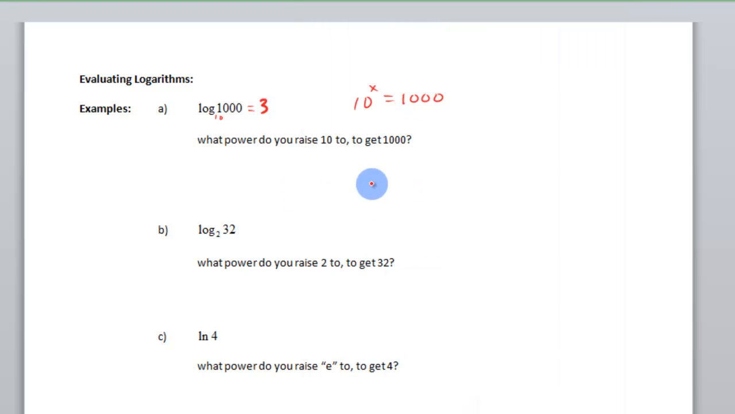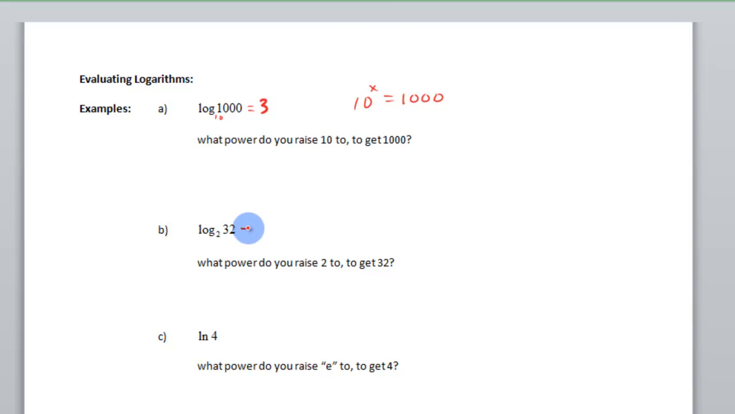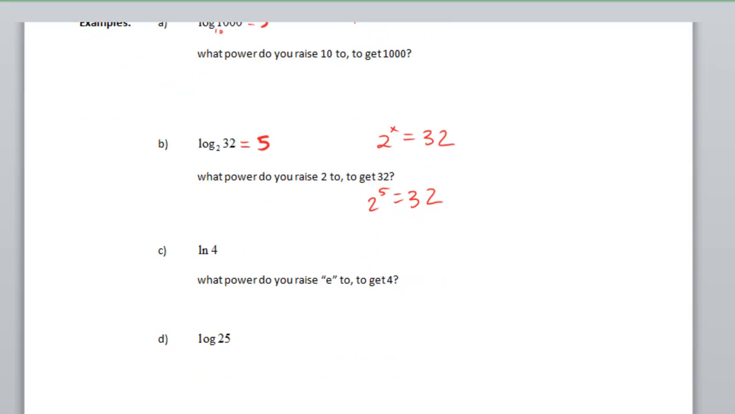Let's look at our next example. Log base 2 of 32. So remember here, it's asking a question again. 2 raised to what power, this unknown, is equal to 32? Well, 2 cubed is 8, 2 to the 4th is 16, 2 to the 5th, right, is 32. So log base 2 of 32 is actually equal to 5. 2 to the 5th is 32. And we can't check that one on the calculator because it doesn't work. The calculator only does base 10 and base e. Okay?